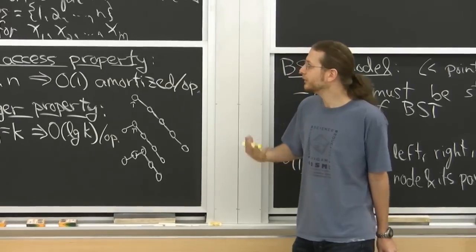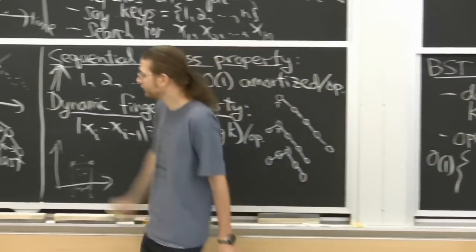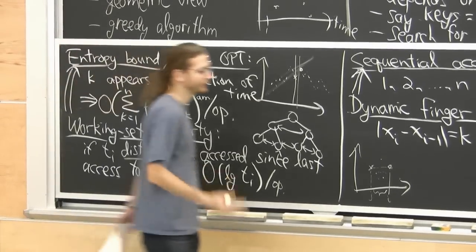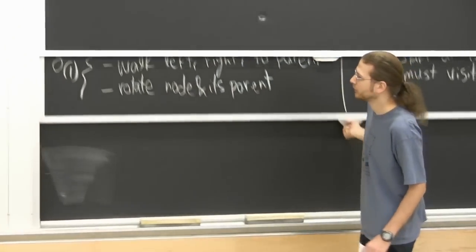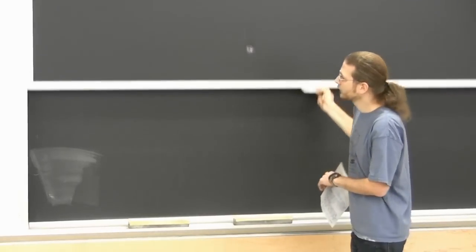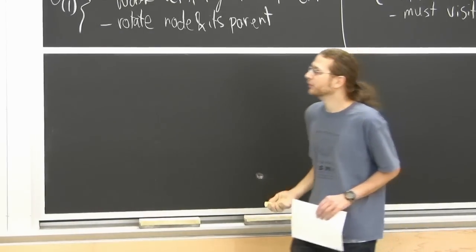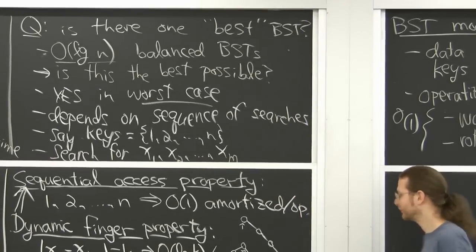Be nice if you could have one property that included both dynamic finger and working set. I should mention, again, this is not obvious how to do it with a binary search tree, but it can be done. Leave it at that. We'll see eventually some trees that have it. For now, I just want to cover what are the conceivable goals we should aim for. Right, log n is too easy, so we need more challenging goals.